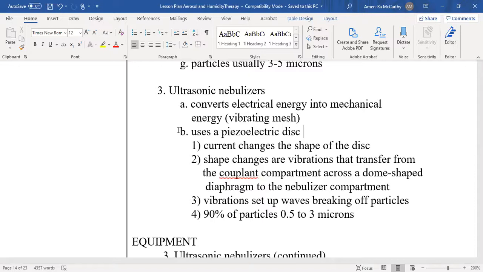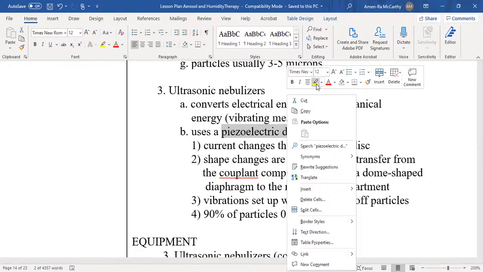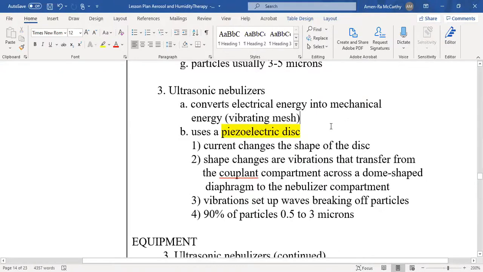So let's, we're getting to that. It converts electrical energy into mechanical energy via the vibrating mesh. It uses a piezoelectric disc. This is a very important word. Whenever you see this, they're talking about the ultrasonic. That's telltale. They say piezoelectric, you know they're talking about the ultrasonic.